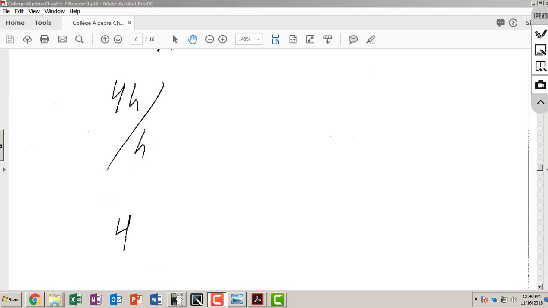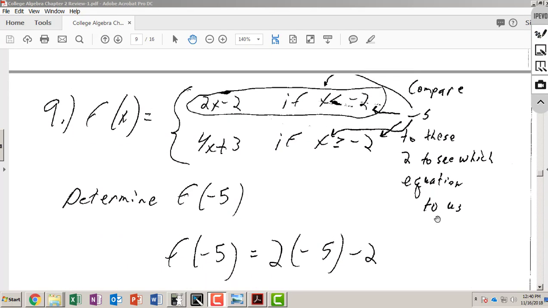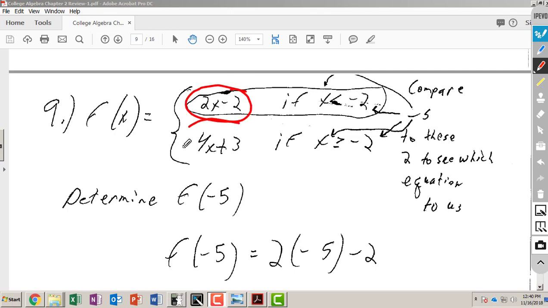Okay, on the next problem, number 9, I've got a piecewise function. Remember, a piecewise function is a function that is made up of 2 or more equations. So it says f of x equals 2x minus 2, and 4x plus 3. So here are my 2 equations that make up my piecewise function.